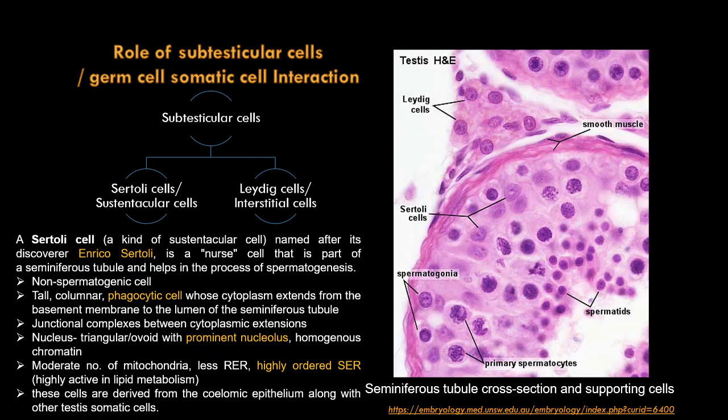So the first topic that we'll be covering today is the role of subtesticular cells, or the germ cell somatic cell interaction. First of all, what is a subtesticular cell? Subtesticular cells are those somatic cells which are present in the testes, which have some role to play in spermatogenesis. They are of two types. First one is the Sertoli cells, which are also called the sustentacular cells, whereas the second type is the Leydig cells or the interstitial cells.